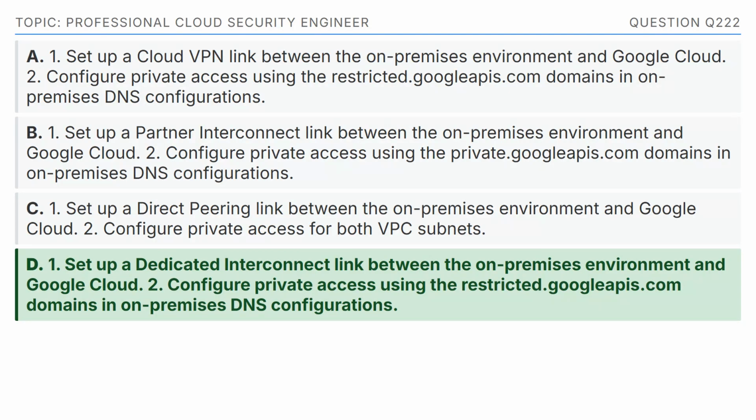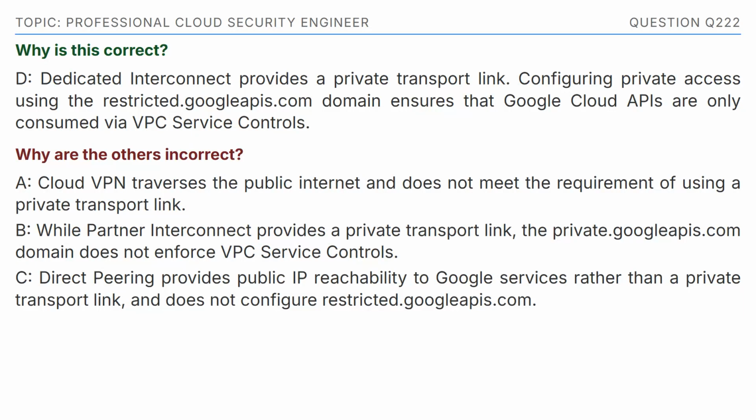1. Set up a dedicated interconnect link between the on-premises environment and Google Cloud. 2. Configure private access using the restricted.googleapis.com domains in on-premises DNS configurations. Why is this correct? D. Dedicated interconnect provides a private transport link. Configuring private access using the restricted.googleapis.com domain ensures that Google Cloud APIs are only consumed via VPC Service Controls.